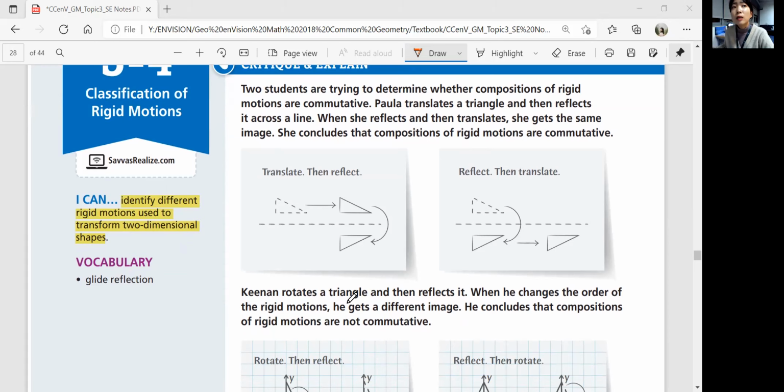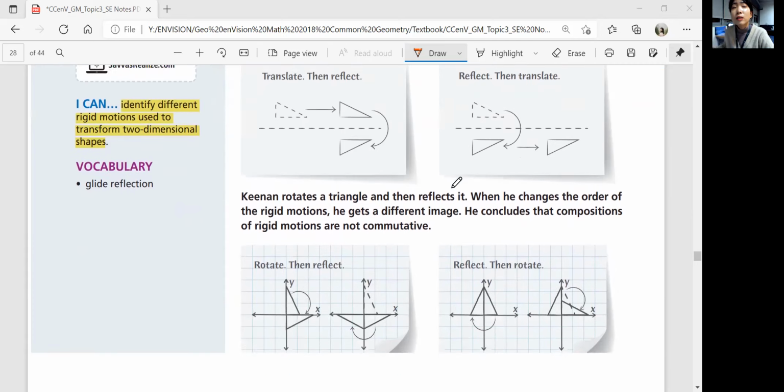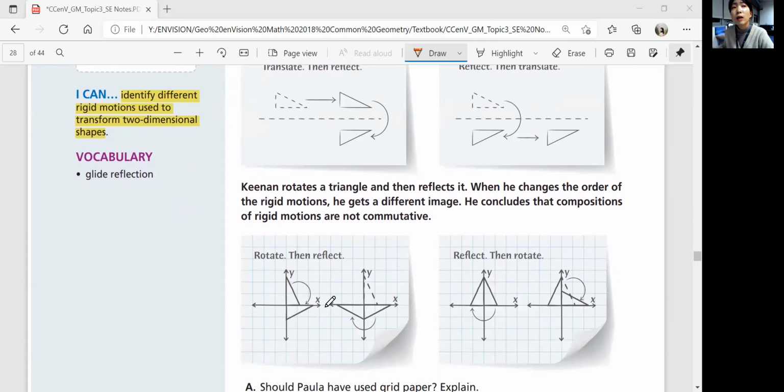Another student, Keenan, rotates a triangle and then reflects it. When he changes the order of the rigid motions, he gets a different image. He reflects it first and then rotates it. Now he gets different images. He concludes that compositions of rigid motions are not commutative.